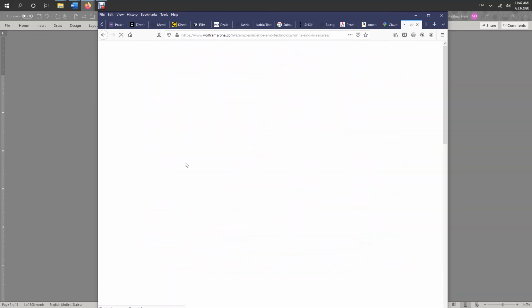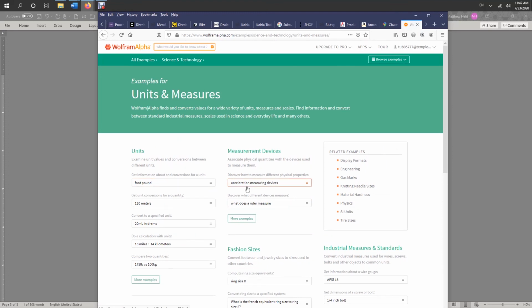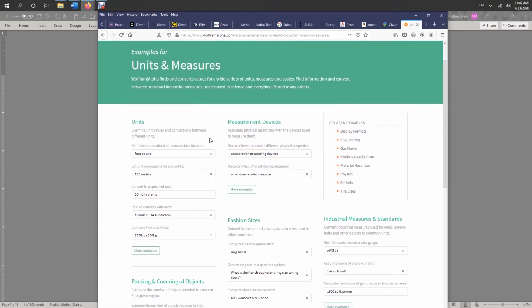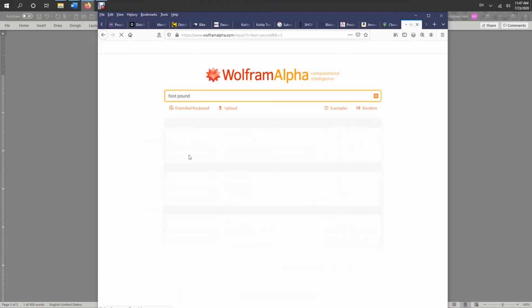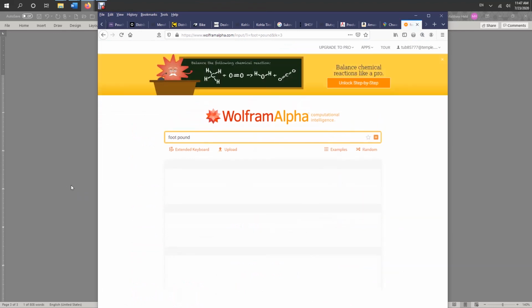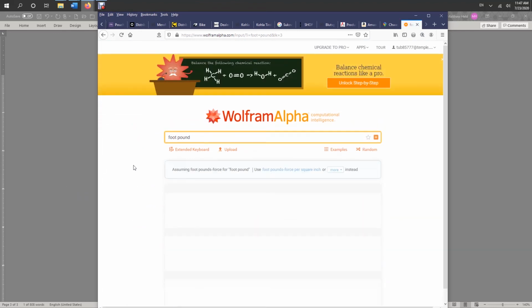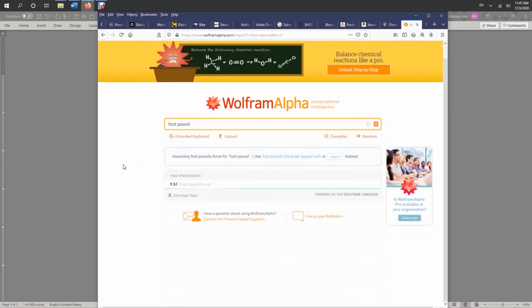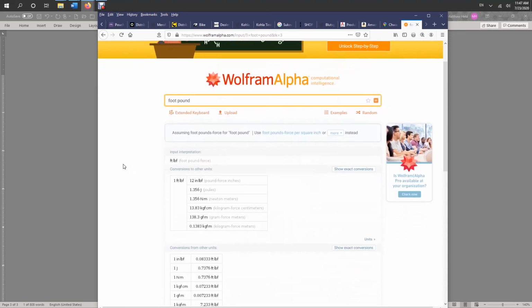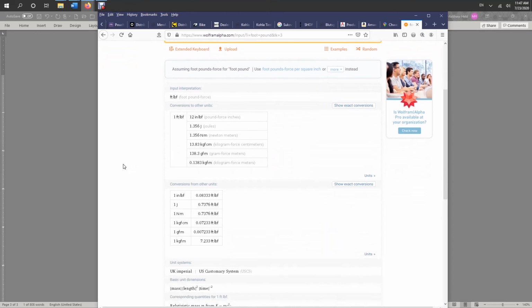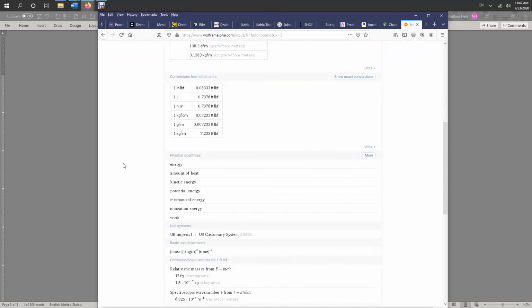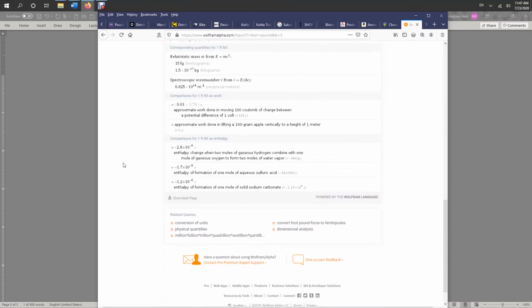Units and measures. Let's take a look at that. That's relevant for us. Foot pound. What is a foot pound? I believe that's a measure of torque. Conversion units. Yeah, there's so much here. I don't know where to start.